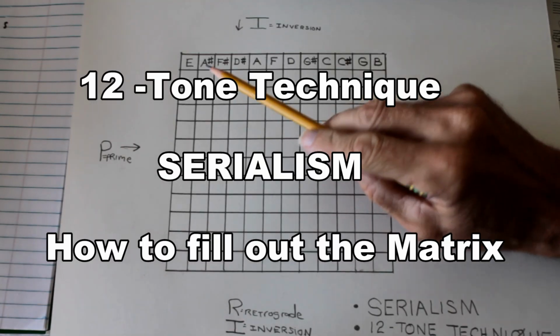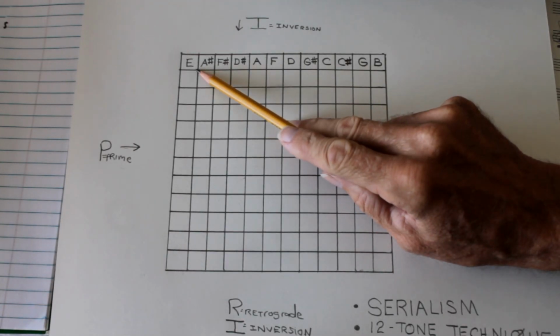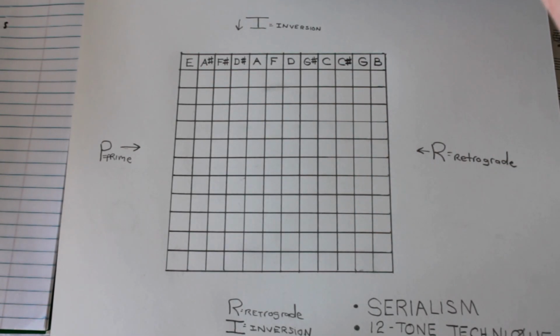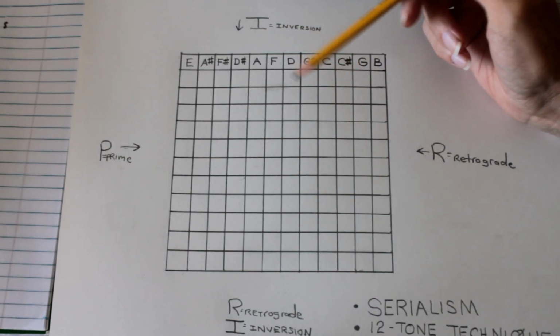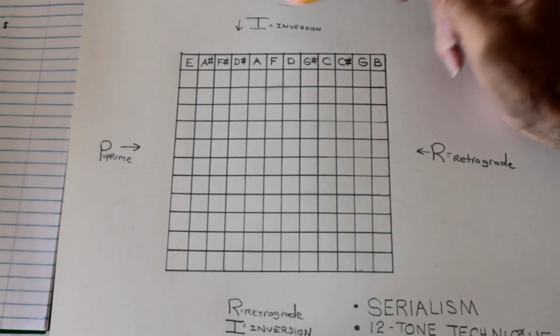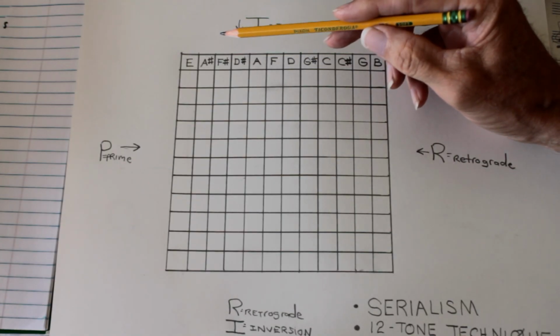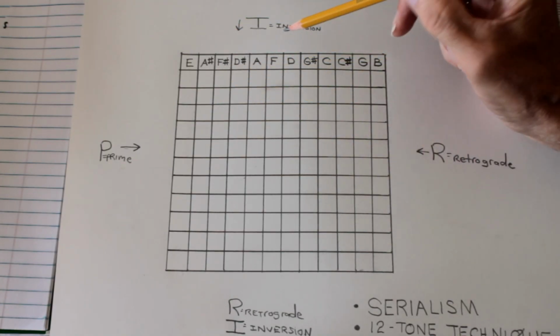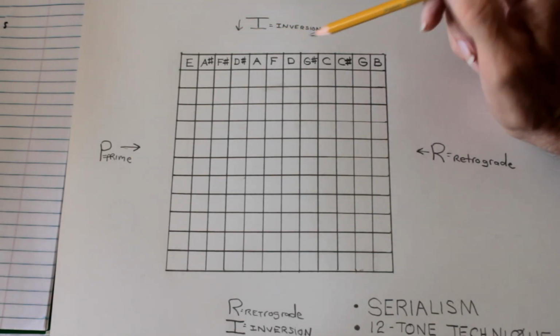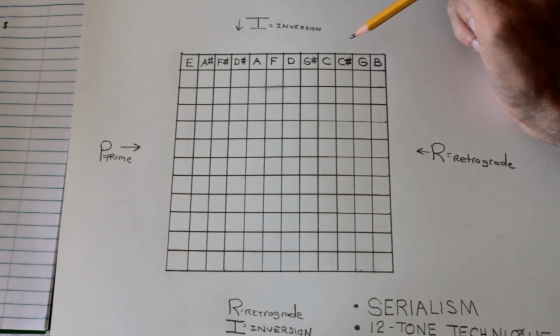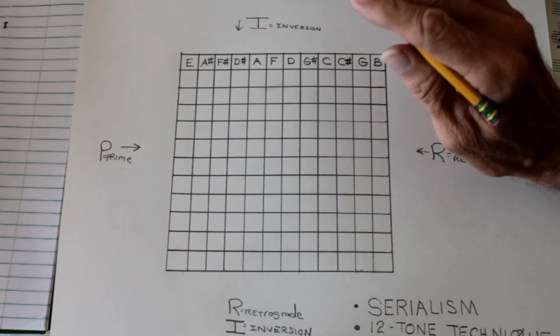Okay, once you have figured out what the notes of your tone row is going to be, the 12 pitches that you should try to make dissonant one to the other, each interval. You don't have to. There's a lot.